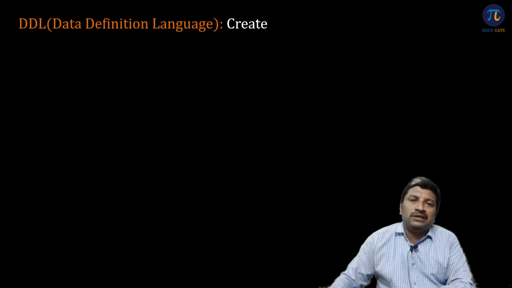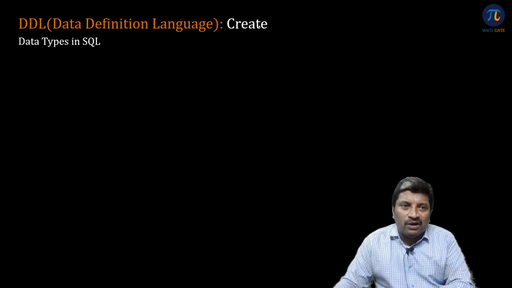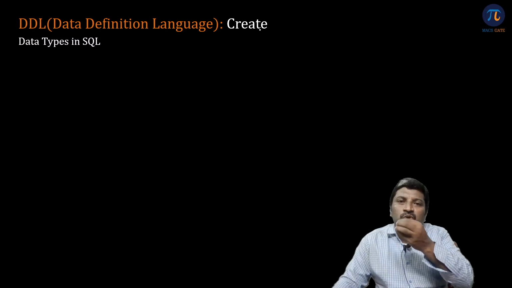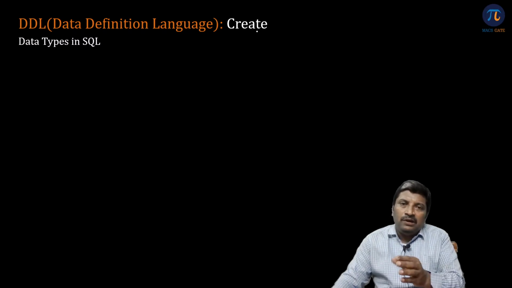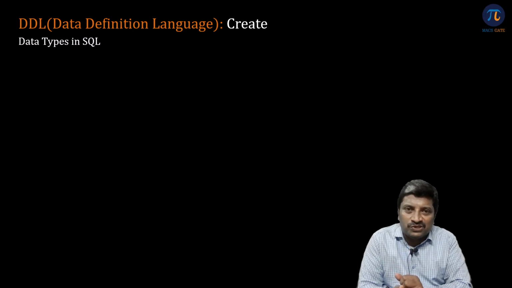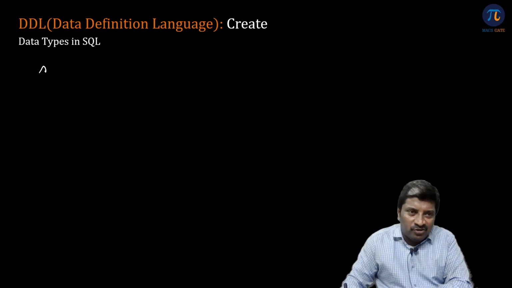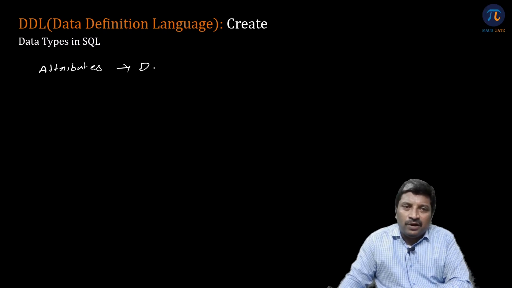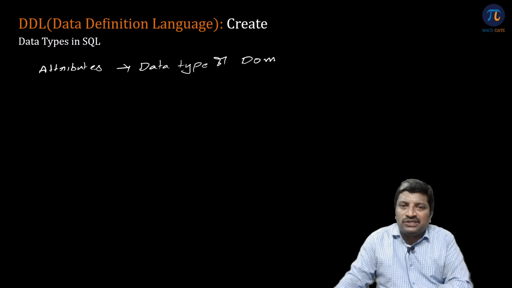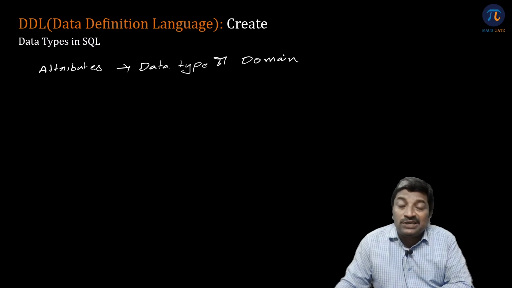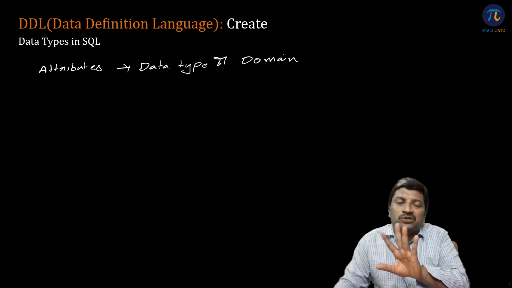So coming to DDL, create. How to create a table or how to create a relation. Before going to creation, if I want to create a relation, I need to specify what are the attributes. Whenever you are specifying the attributes, compulsorily, we need to specify the data type or the domain. Generally, we call that domains, the domain from which we can consider the values for that particular attribute. That we should know.